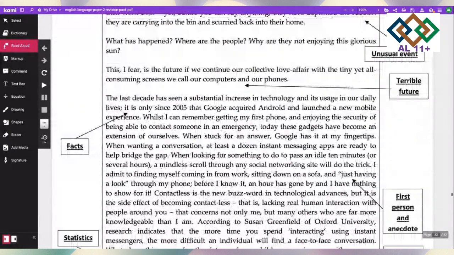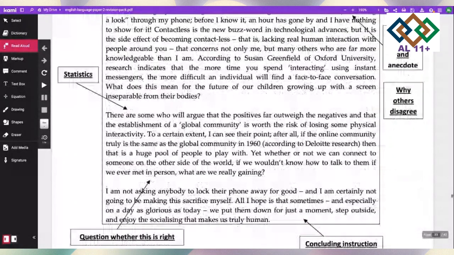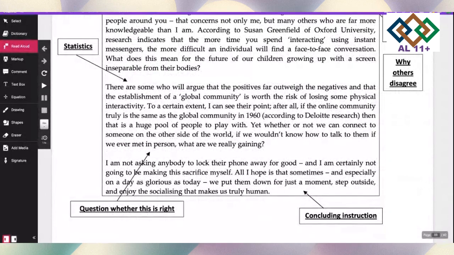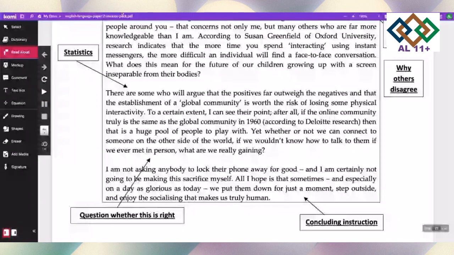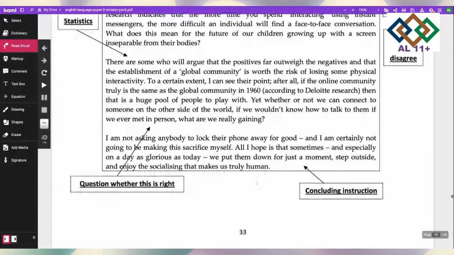Always write why you agree and why the other person disagrees, and always try using a conclusion in the end. Conclusion instructions, you always have to write the conclusion in the end. Don't forget arguments, and don't skip the conclusion at the end, because the conclusion is something everybody's looking for.